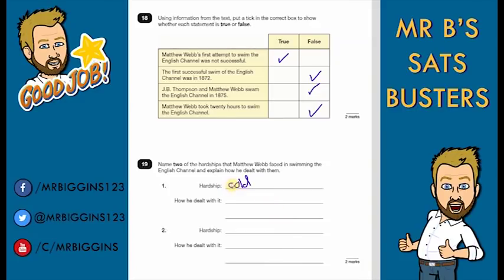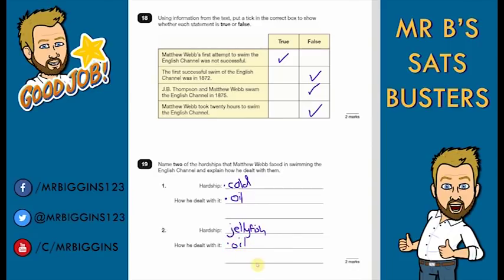Now, how he dealt with it was covering himself in oil. So don't just write cold, write cold water, something like that. And when you're writing oil, obviously write covered himself in oil to deal with it. The next hardship that's obvious in the text is jellyfish. And it talks about them getting stings off jellyfish. So you might write jellyfish stings, things like that. And again, you might think it's the same thing, but he dealt with that using oil, coating himself in oil. So those are the two obvious ones.